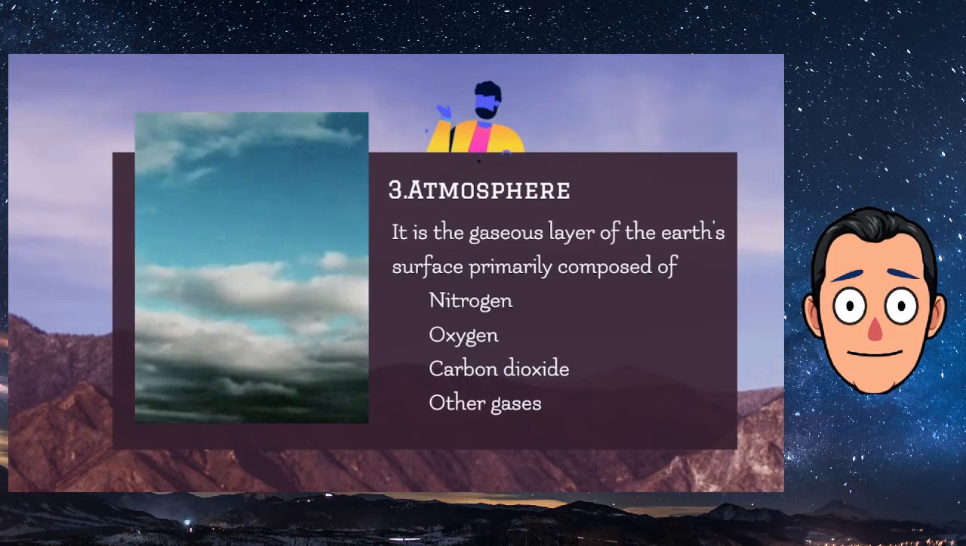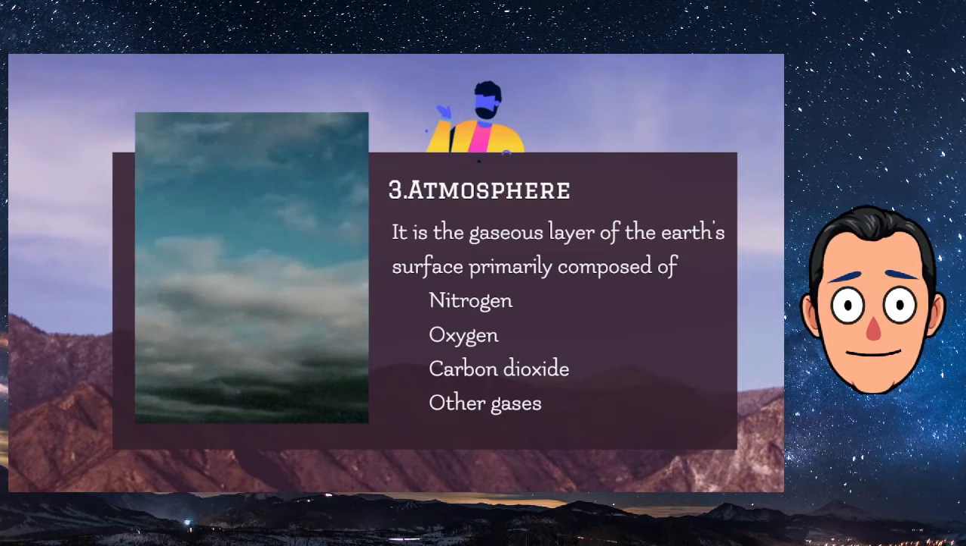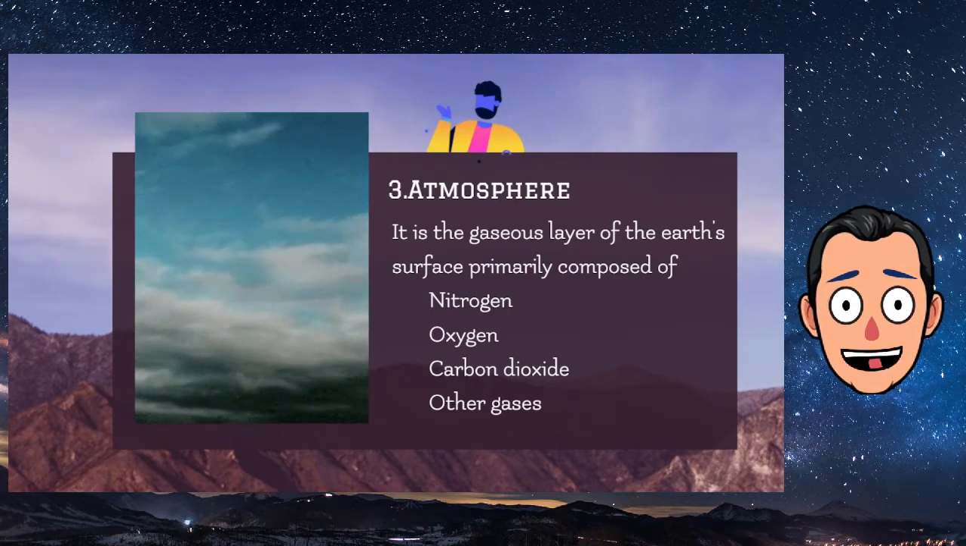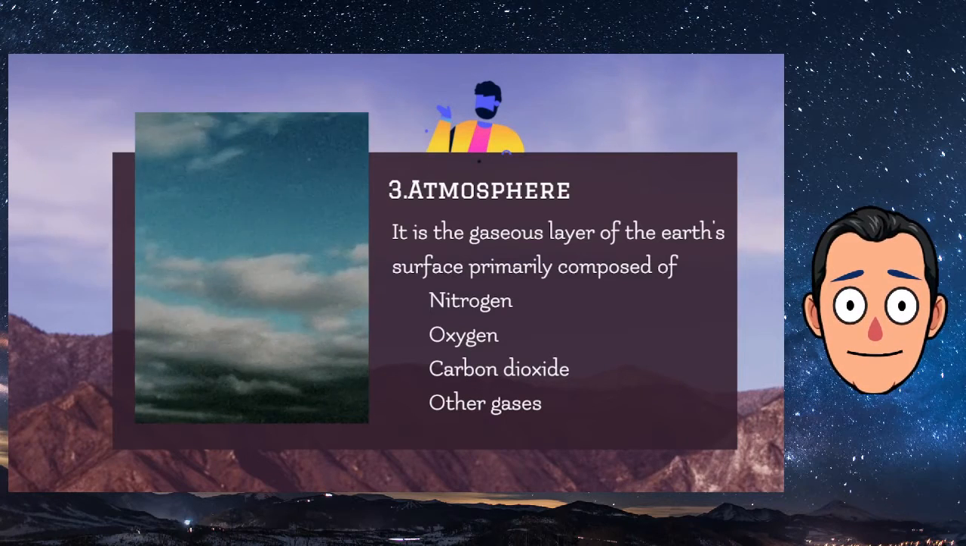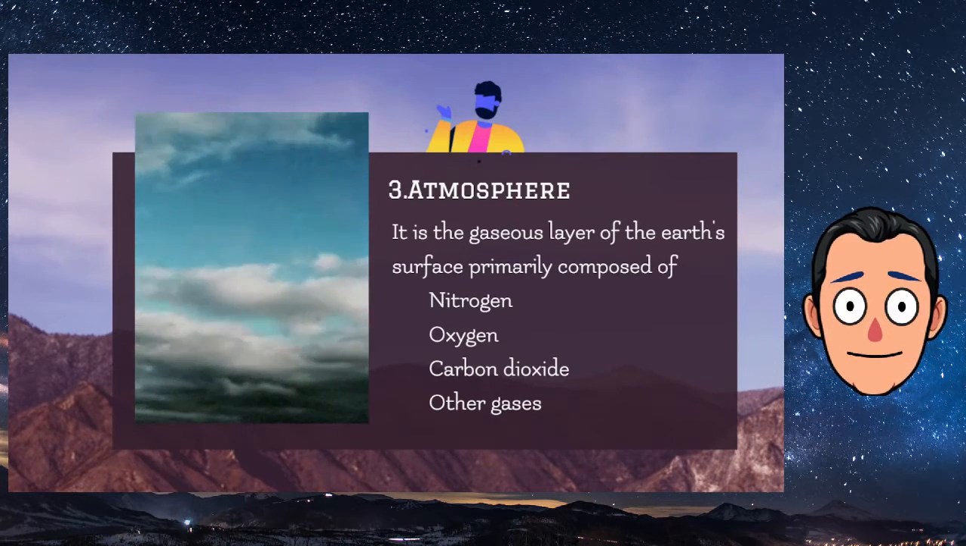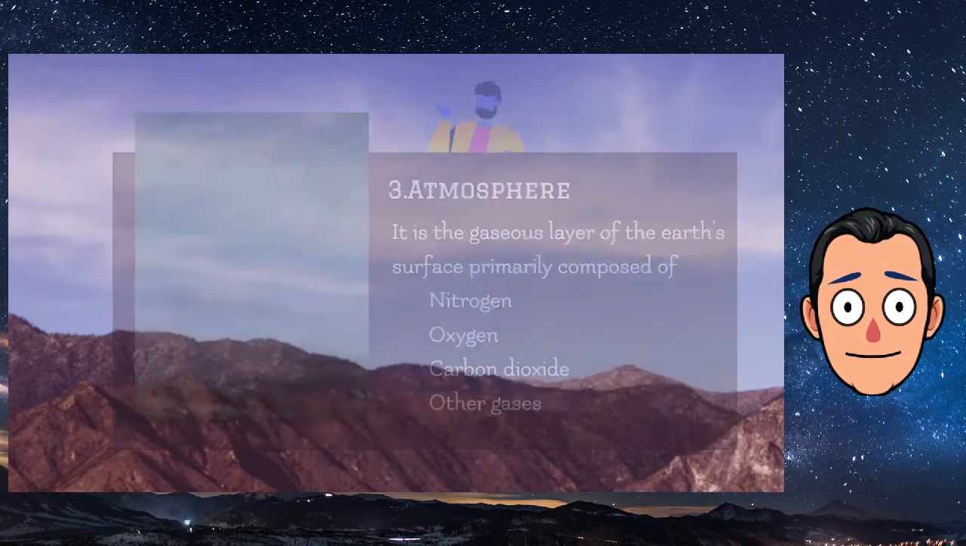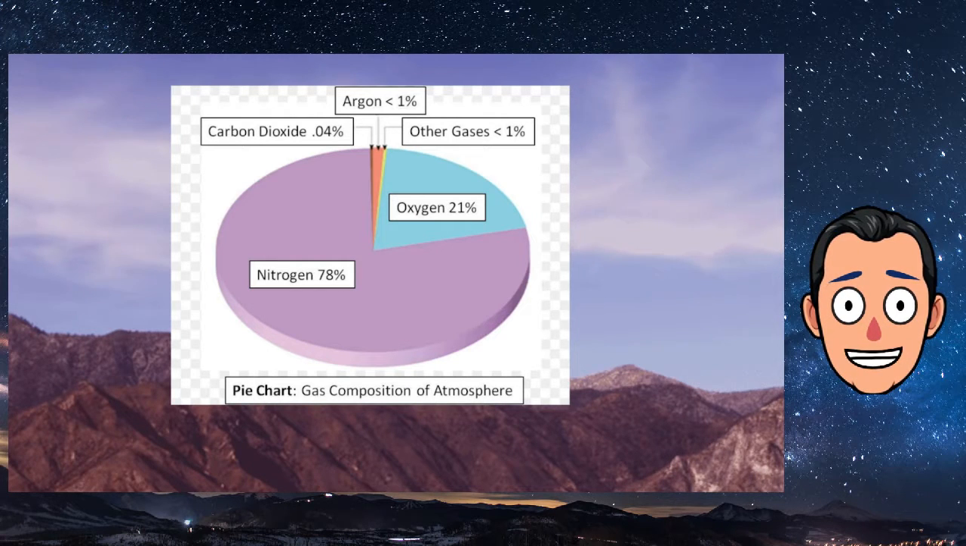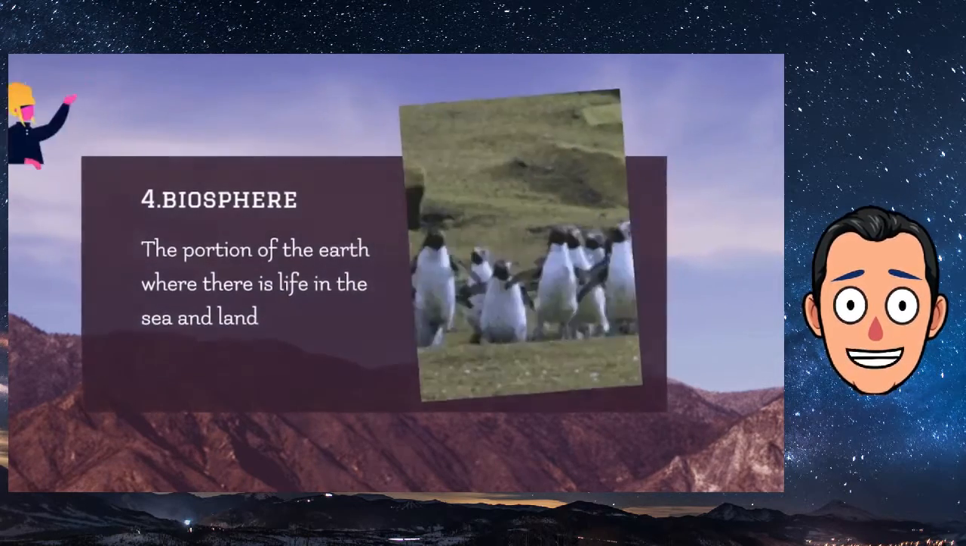The atmosphere. The atmosphere is the gaseous layer of the Earth's surface, primarily composed of the following gases: nitrogen, oxygen, carbon dioxide, and other gases. So the gas composition of the atmosphere: nitrogen is 78%, oxygen is 21%, carbon dioxide is 0.4%, while other gases, including argon, are less than 1%.